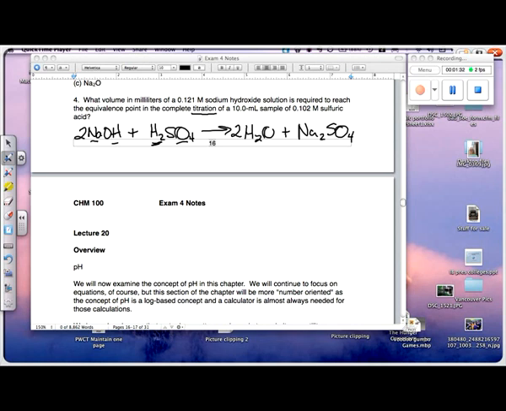All right. Material given in the problem is volume here in milliliters. 0.121 molar is the concentration, and then we have 0.102 molar sulfuric acid, and we used 10 milliliters. So if you're not in moles, get there. This is a stoichiometry problem. A titration question is basically a stoichiometry problem.